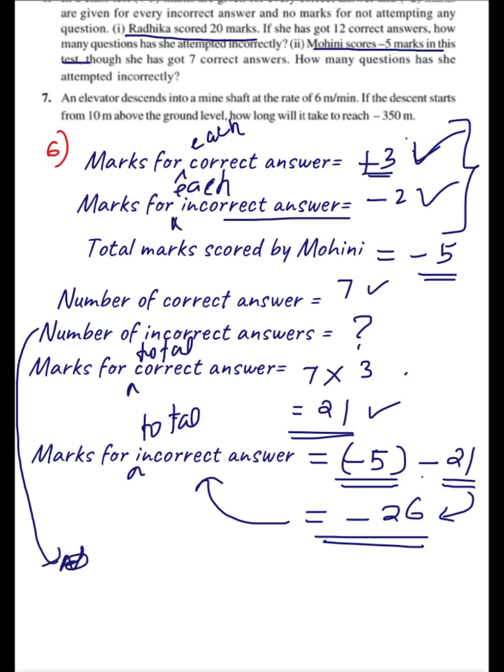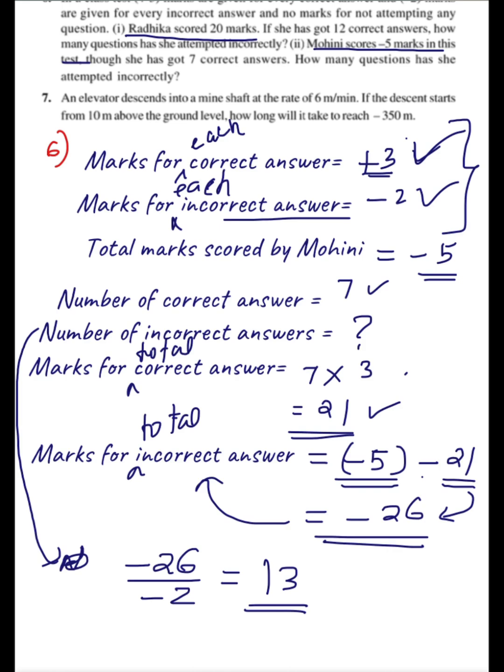You have to divide the total marks for incorrect answers by the marks for each incorrect answer, which is -2. Now what is -26 by -2? -26 by -2 is 13. So Mohini attempted 13 questions incorrectly.